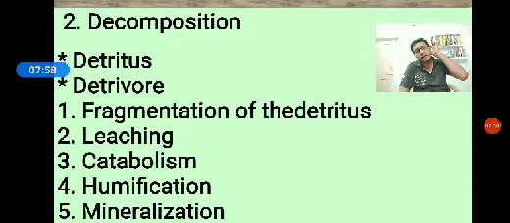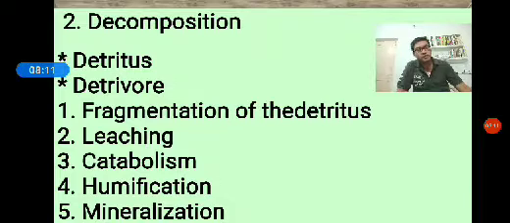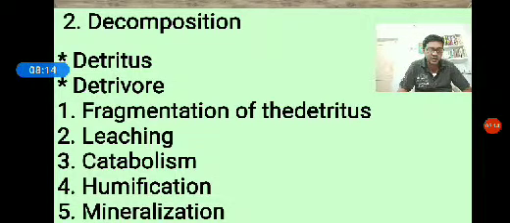The second step, after the breakdown of the detritus by the detritivore, is called leaching. Leaching means the process in which water soluble inorganic nutrients move down into the deeper layers of the soil. So in the leaching process, what happens? The water soluble inorganic nutrients are moved down into deeper layers of the soil.